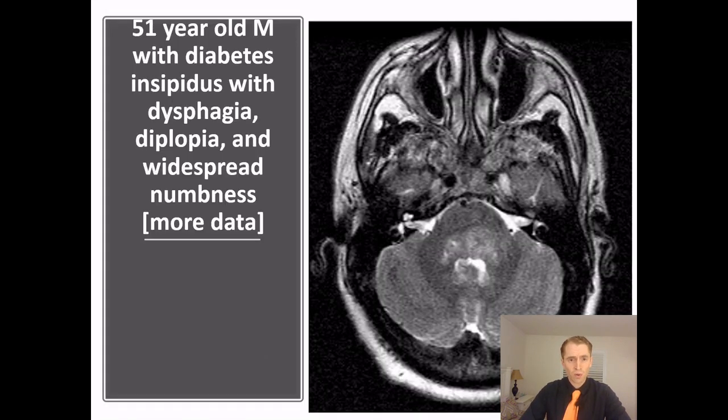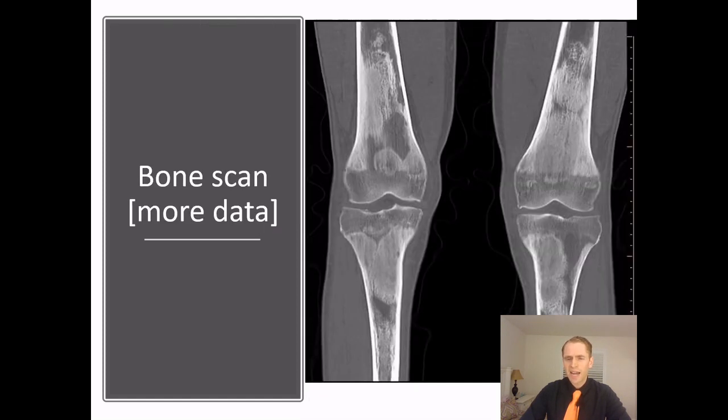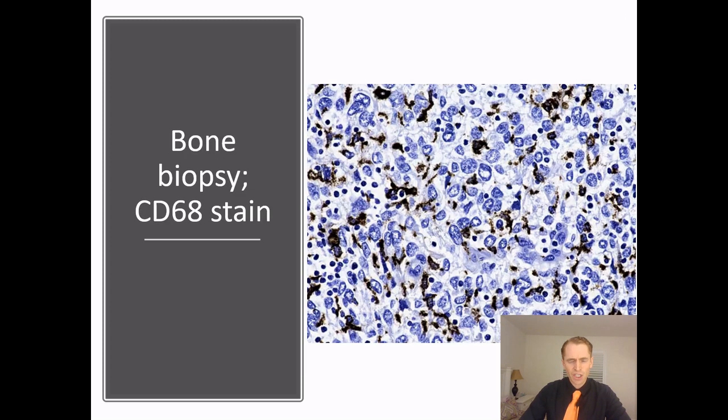This is a 51-year-old male with diabetes insipidus, and he had difficulty swallowing, double vision, and numbness over the body. This MRI shows a patchy abnormality in the pons. More data on the next slide. This is a scan of the bones, which showed abnormal increased uptake in the long bones. This is actually a biopsy of the bones, and you're looking at a CD68 stain. This is a stain to look for histiocytes, and you can see the entire slide is covered with abnormal histiocytes.